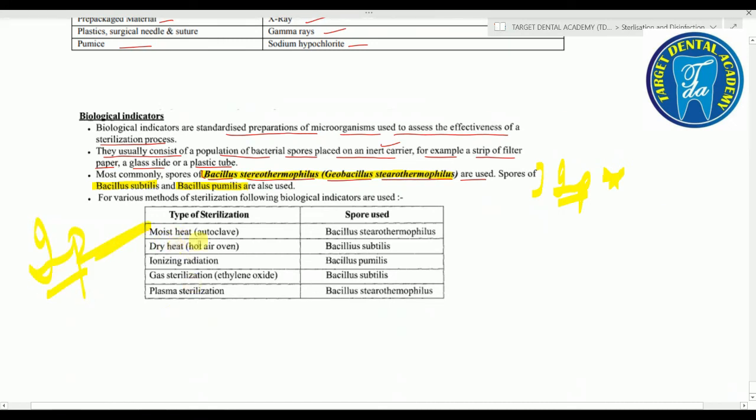The moist heat autoclave, spore used is Bacillus stearothermophilus. Dry heat hot air oven, Bacillus subtilis. Ionizing radiation, Bacillus pumilus. Gas sterilization with the help of ethylene oxide, Bacillus subtilis. Plasma sterilization, Bacillus stearothermophilus. Plasma sterilization is important, Bacillus stearothermophilus.